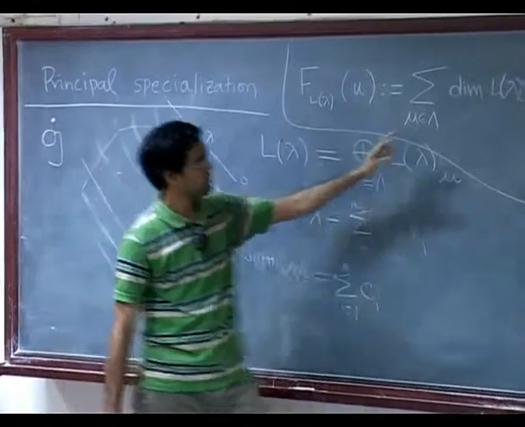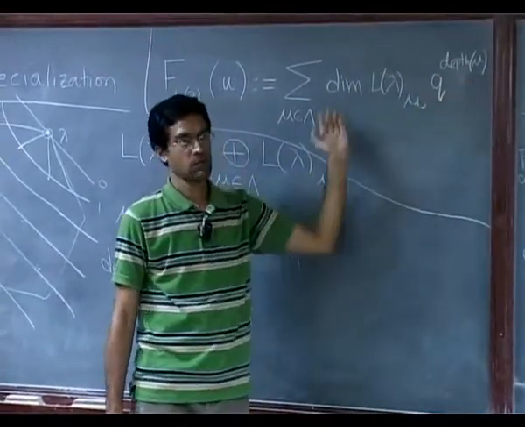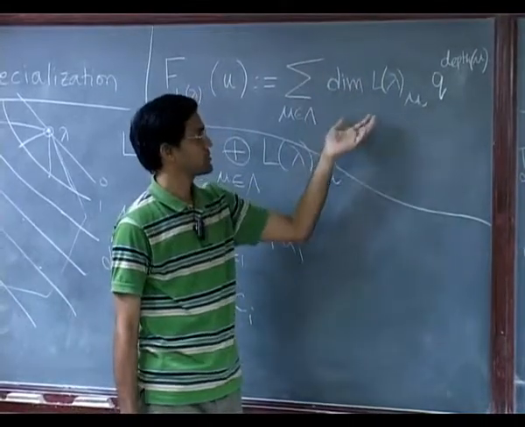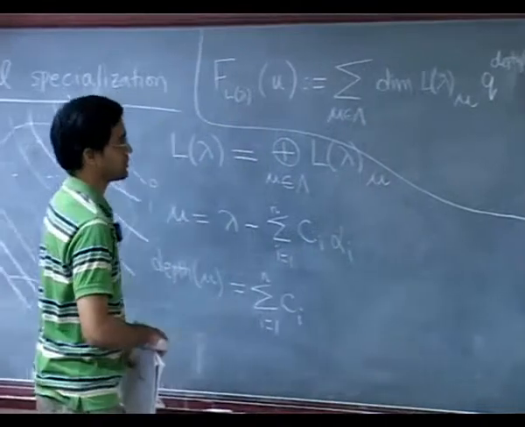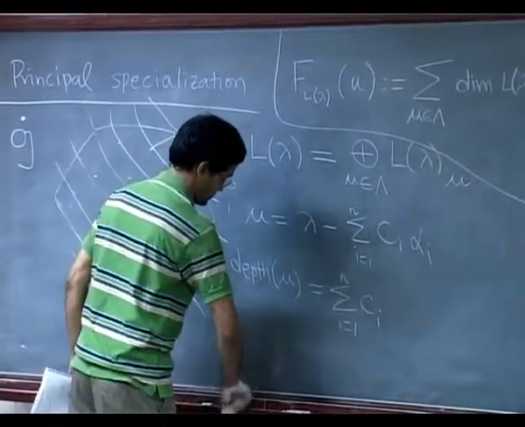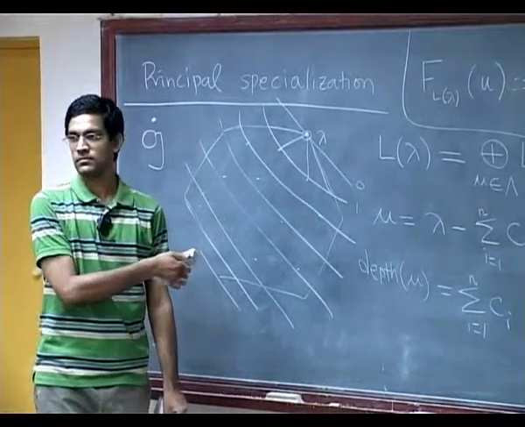And what does the coefficient of Q to the n tell you? It's the total dimension of weight spaces which are at depth n, right. So that is the generating function for the weight spaces at depth n. This is fine, the definition is okay.